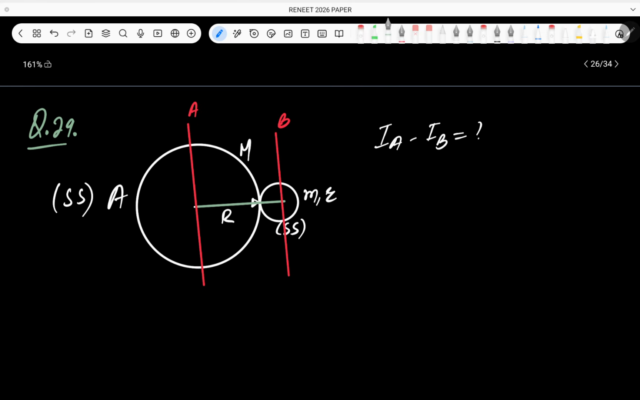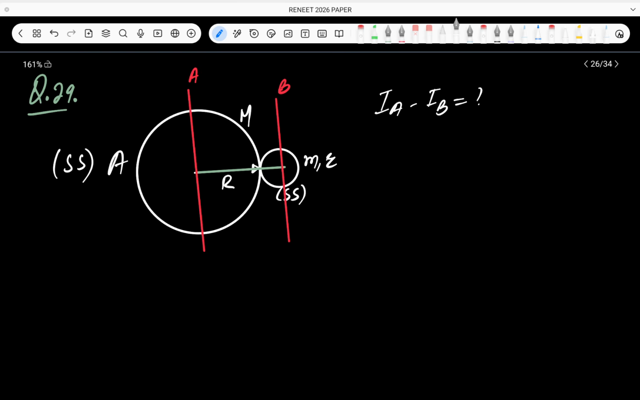See, question number 29 is a bit complicated and is unlike a NEET question. Okay, it's a typical JEE Mains question. So have a look, son. Here it is given that there are two axes, this one axis, this another axis, and there are two solid spheres, this one solid sphere, this smaller solid sphere.